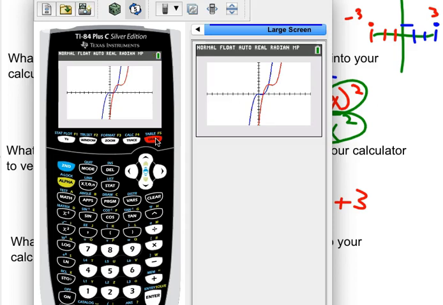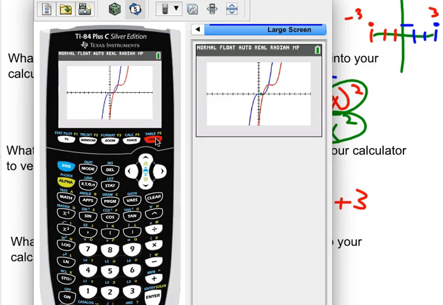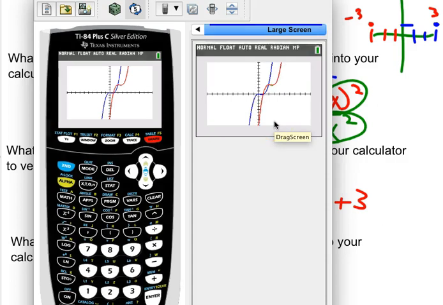So if I put a point right in here, if I slide it over 2 and up 3, hopefully I'll be back on that graph. Okay.